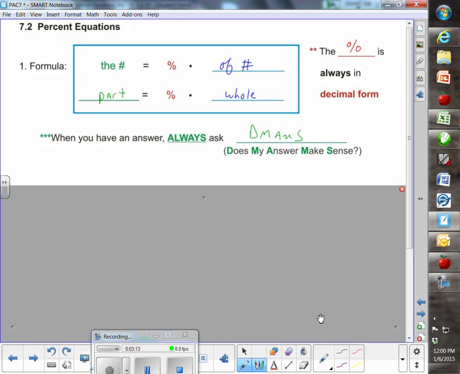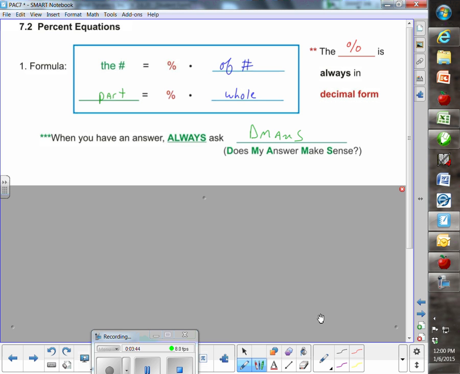And I've gotten them. Idiotic answers to problems. I mean, they make no sense whatsoever. You'd have to be a blithering idiot to think it was the answer. But the person never asked DMAMS, and DMAMS would have told them that it was an idiotic answer. So anytime you do a word problem or a percent problem like this, it's always wise to ask DMAMS: Does my answer make sense? You got to do that.